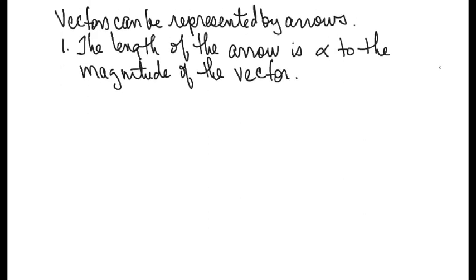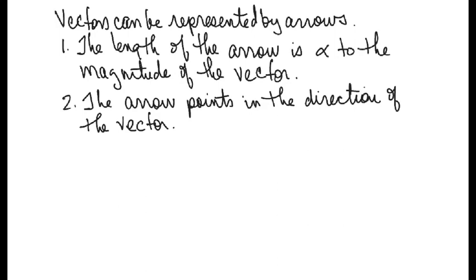Vectors can be represented by arrows on paper, obviously. And there are two rules. One, the length of the arrow is proportional to the magnitude of the vector. A vector with a magnitude twice that of another gets an arrow that's twice as long. And the arrow points in the direction of the vector.